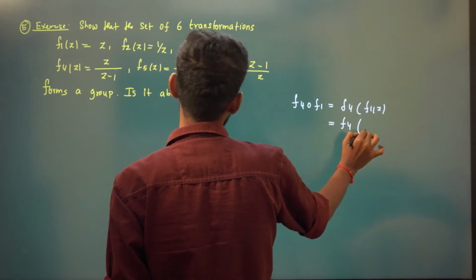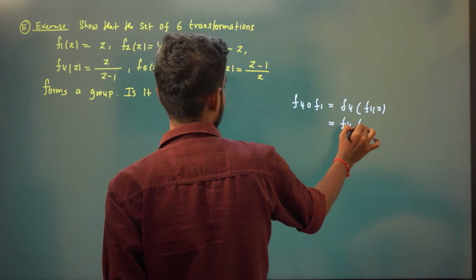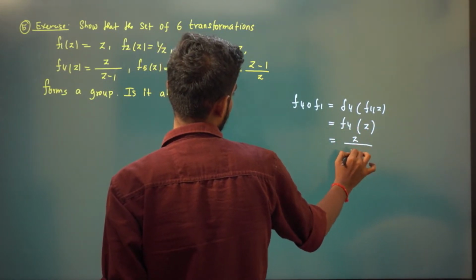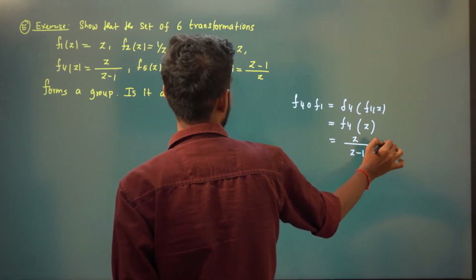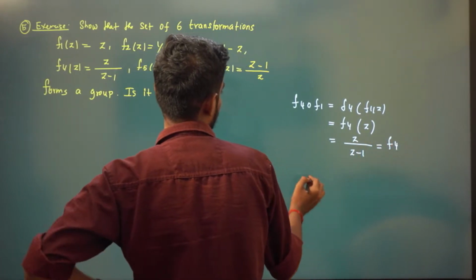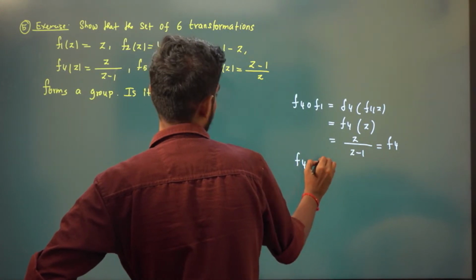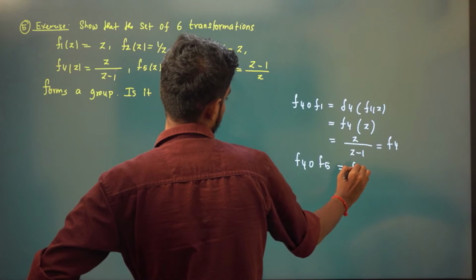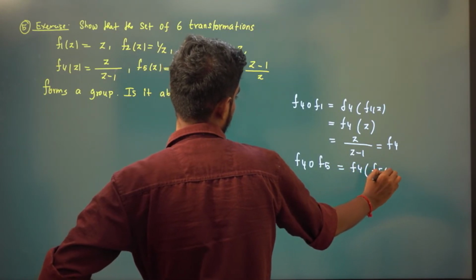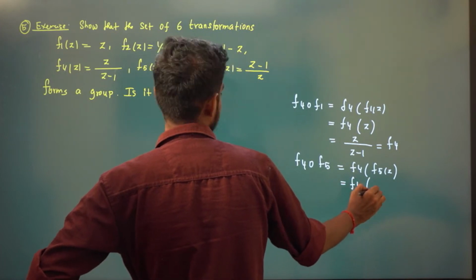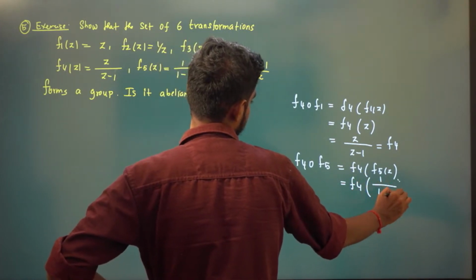So f1 of z is z. So what is f4 of z? It is z by z minus 1, which is f4. So f4 composite f1 is f4. Now what is f4 composite f5? So it is f4 of f5 of z. So f4 of f5 of z is f4 of 1 divided by 1 minus z.